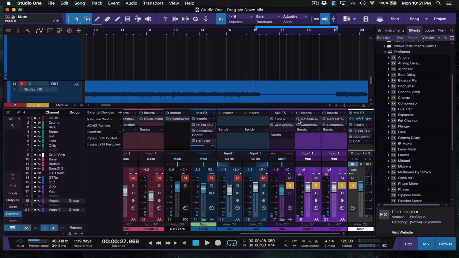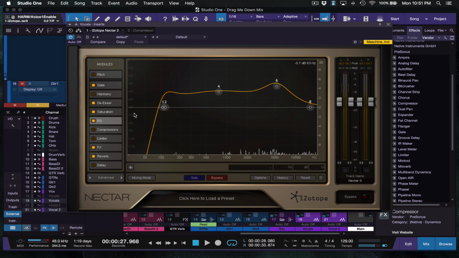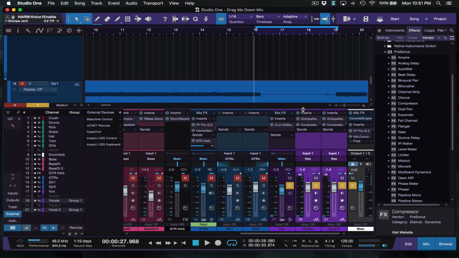Okay, so just so we get the full idea, I'm going to bypass, because still in Nectar we have other things going on. We have multiple delays, we have reverb, we have other things that are making it sound processed and polished and finished. So what I'm going to do is bypass this plugin altogether, and all we're going to deal with is the dynamic range and the compressor that comes stock with Studio One. So let's listen to it with just that.